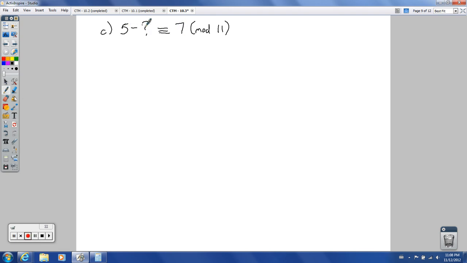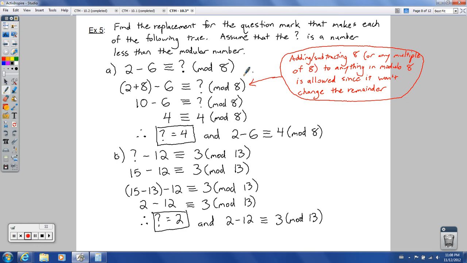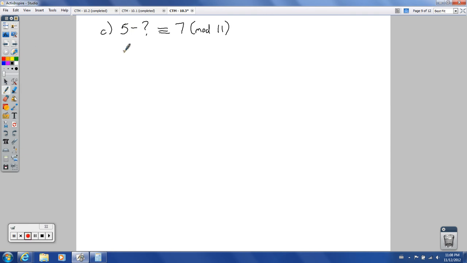So I need to change this, do something similar to what I did here and here. Now, instead of subtracting like I did here, I want to go back to the thought of adding something to this number. So this is modulus 11. If I took 5 plus 11 minus some sort of question mark, this won't change the remainder at all because it's in modulus 11. So adding 11 to something still gives me the same remainder.